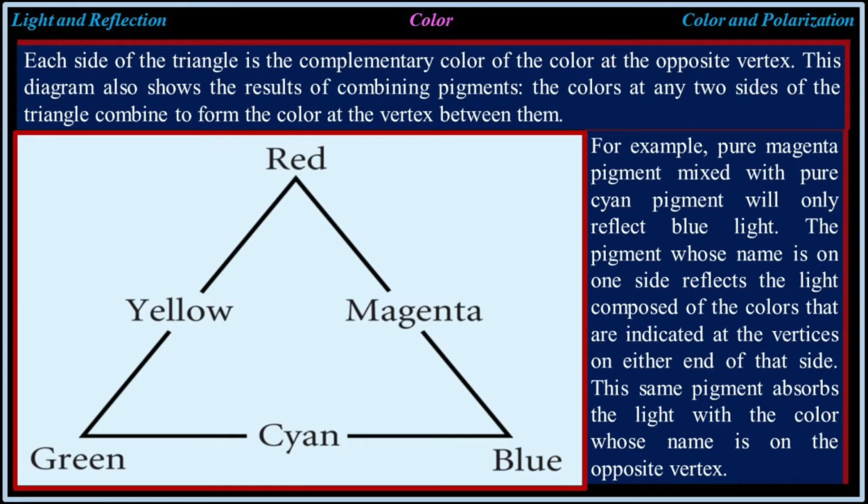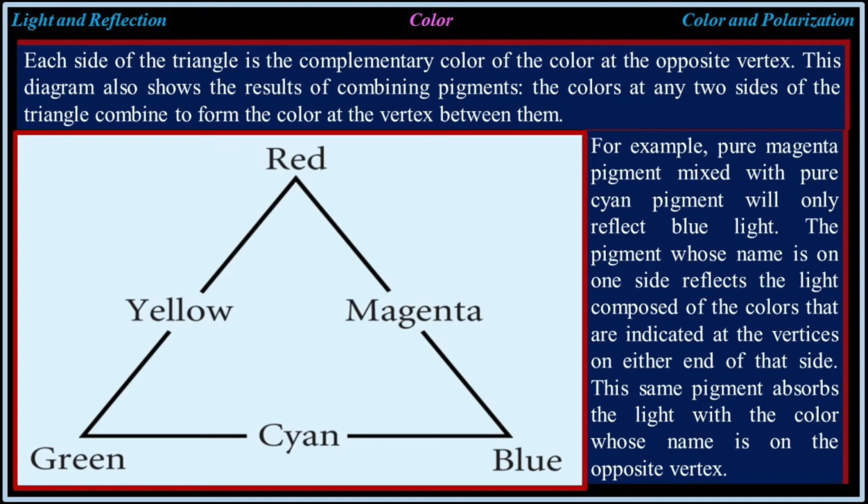Each side of the triangle is the complementary color of the color at the opposite vertex. This diagram also shows the results of combining pigments. The colors at any two sides of the triangle combine to form the color at the vertex between them. For example, pure magenta pigment mixed with pure cyan pigment will only reflect blue light.